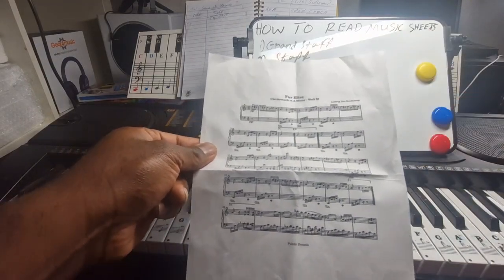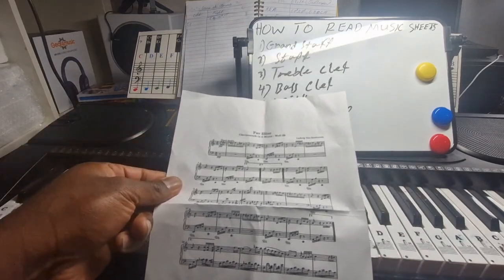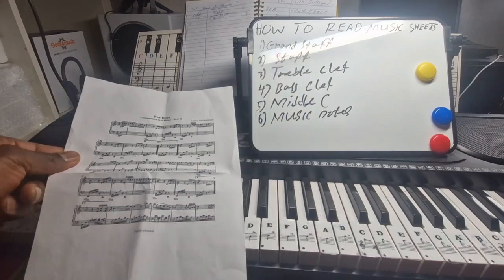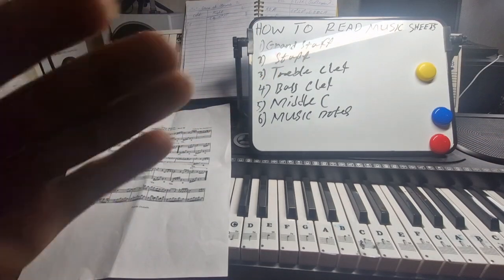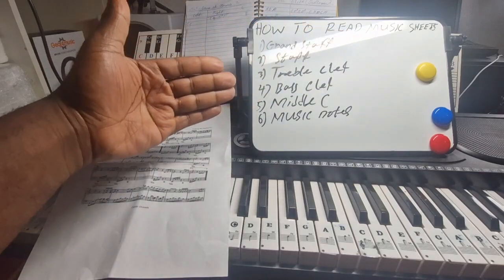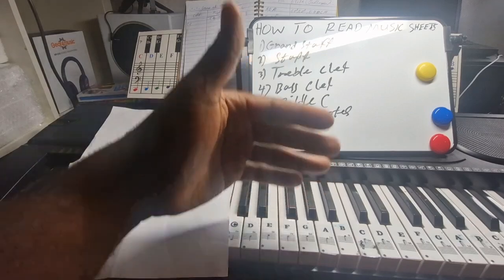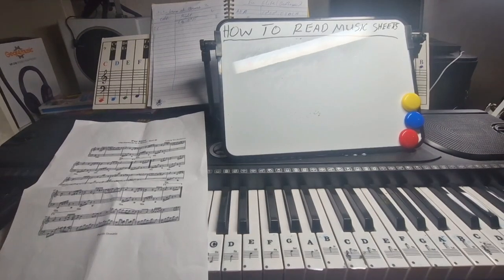Now, the question is, what are these things? What is the grand staff? What is the staff? What is the treble clef? What is the bass clef? What is the middle C? And what are the music notes? Now, I would like you to take this information down, write it down. And now I'm going to wipe it off, and we will start by drawing and labeling the different parts of music sheets so that you can better understand and interpret music sheets when playing a piano. Okay, so write it down.